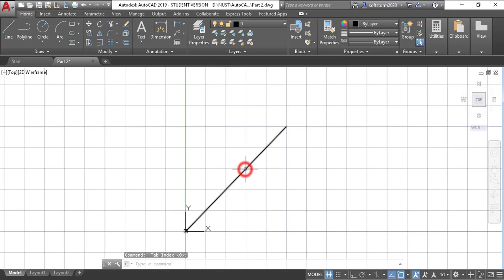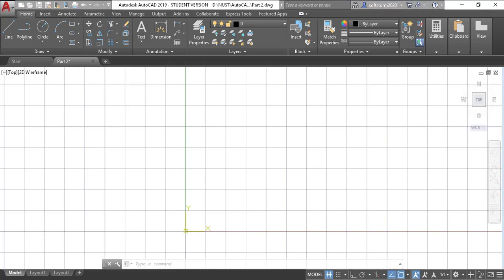But when we are using dynamic input mode, we are not in the absolute coordinate system, we are actually in a relative coordinate system. So what is the difference between absolute and relative coordinate system? In absolute coordinate system, we always give the coordinates of next point with reference to the origin of our drawing. This is our origin.